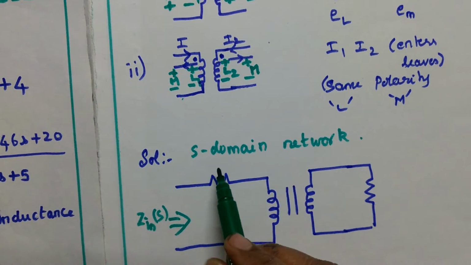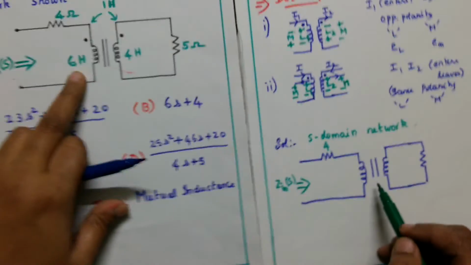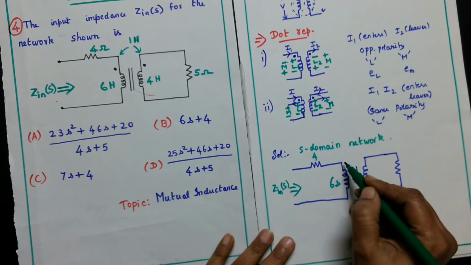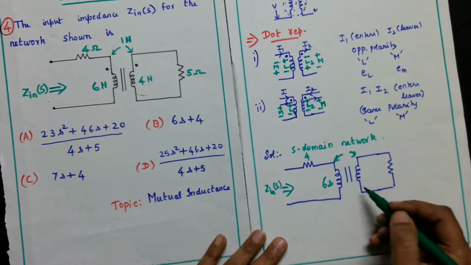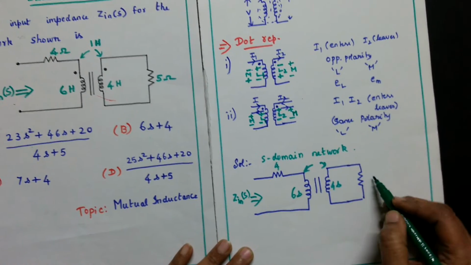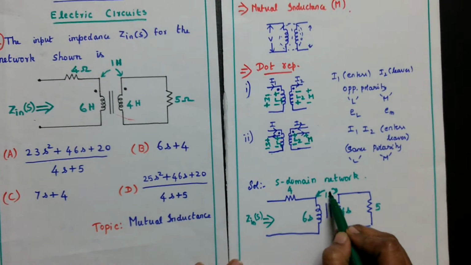So Laplace transform of resistance 4 is constant, same 4, and Laplace transform of 6 Henry, that means self inductance, is 6s. Here Laplace transform of 4H is 4s, Laplace transform of resistance is 5, and for mutual inductance 1s.